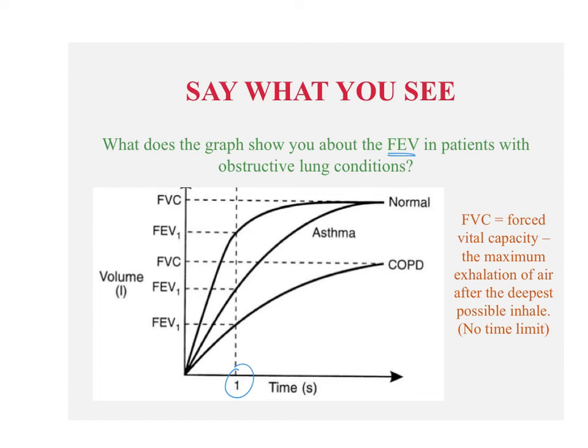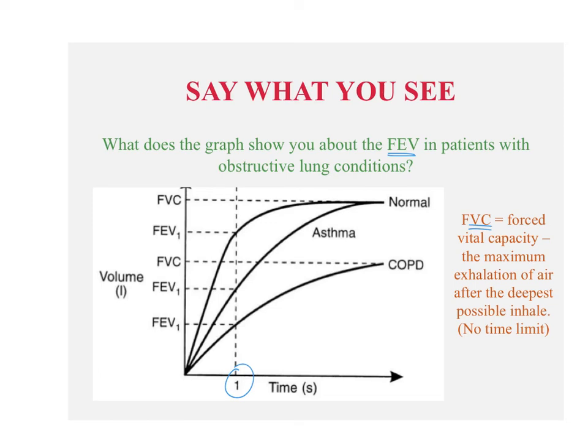You'll notice as well that this graph is a little bit of a mess because there's also the FVC, the forced vital capacity, which is the maximum amount of air that you can breathe out after the deepest possible inhale. So that's when you're trying to breathe in as deeply and out as deeply again without a time limit. So what does the graph show about the FEV in patients with obstructive lung conditions compared to the normal person? Pause and play again when you're ready to listen to me waffle through the answer.